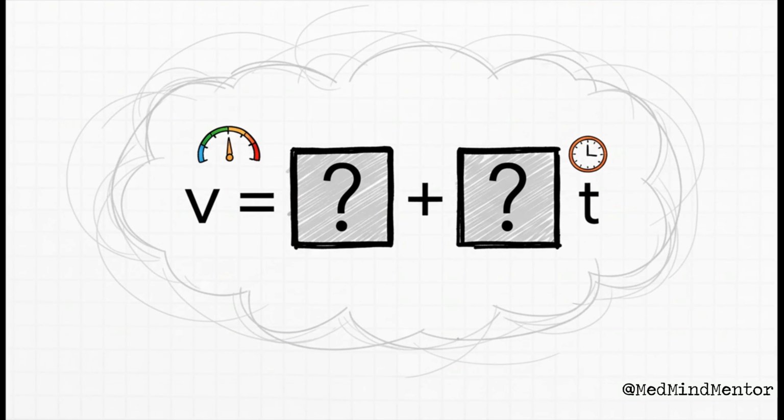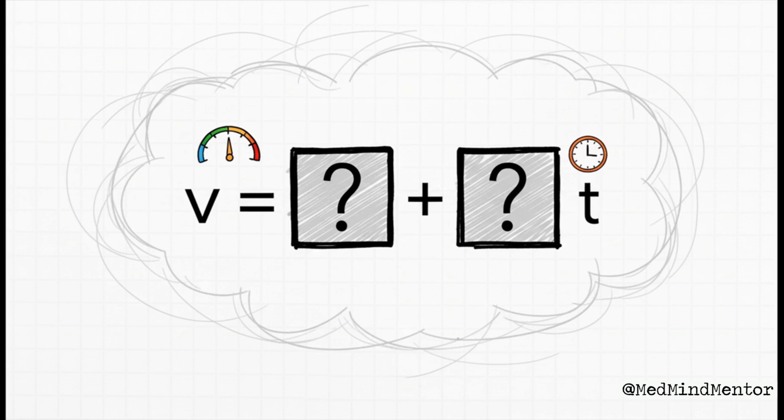All right, check this out. Let's say we're given this equation, V equals A plus BT. We know V is velocity and T is time, but we have no idea what A and B are. So how in the world can we find their dimensions?